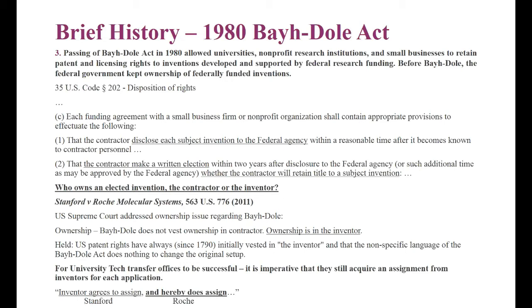And the Supreme Court reasoned that since 1790, the ownership of inventions has always been in the inventor, and that nothing in the Bayh-Dole Act really changed that. So the bottom line here is, for universities to be successful, they first have to acquire assignment from inventors for each application, and that is certainly done today almost as a matter of course.